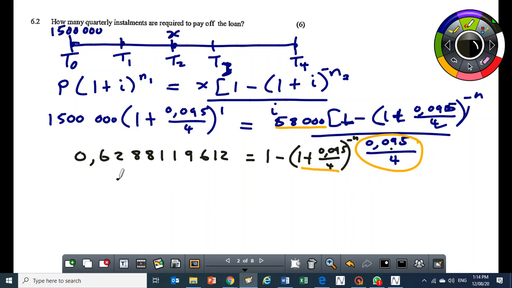Take it to the left-hand side, so it becomes positive. So it will be 819 over 800 raised to the power of minus n. Then the next thing, can you subtract this 0.6228 from 1? Yes, sir. You get 0.3.